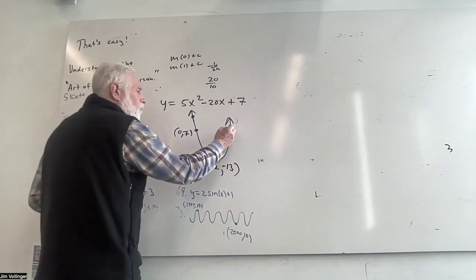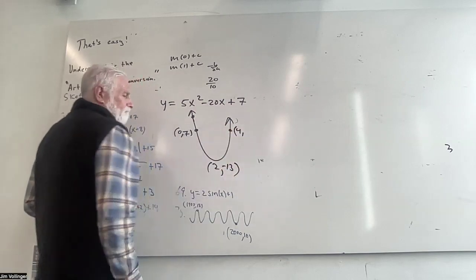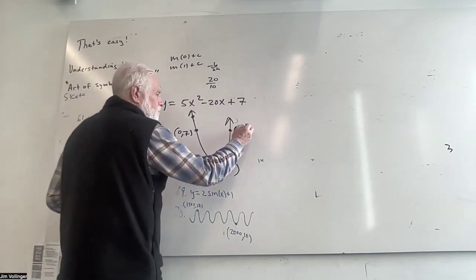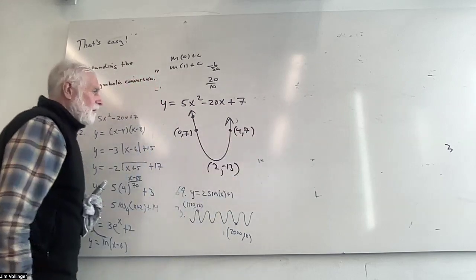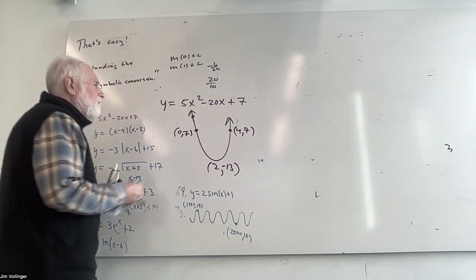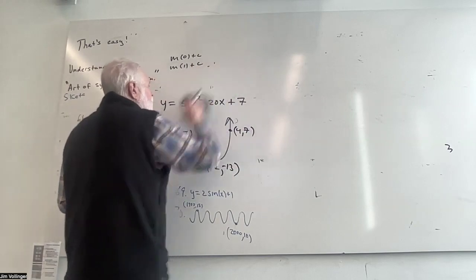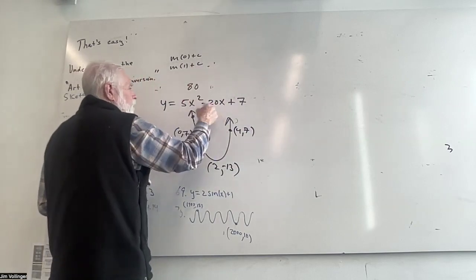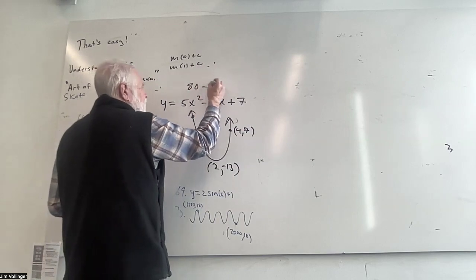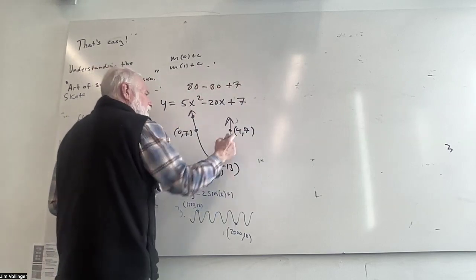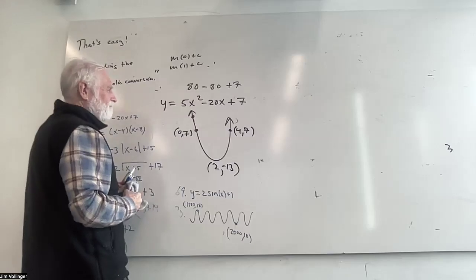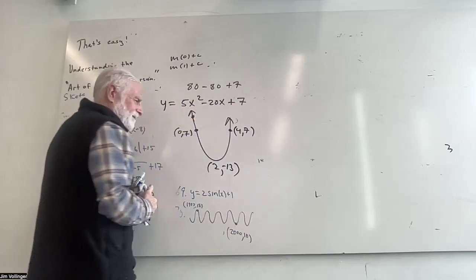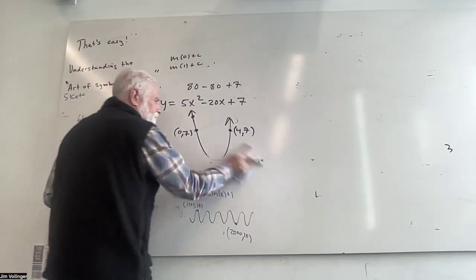And I know that 4 also gets me 7 because of the symmetry. Let's check if 4 gets us a 7, because we haven't done that too often. So 4, 16 times 5, 80. 4 times -20, -80, plus 7. By golly, 4 got us a 7. Wow, just the same way as 0 got us a 7. How nice.